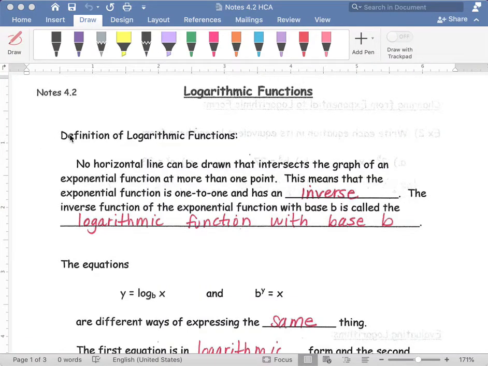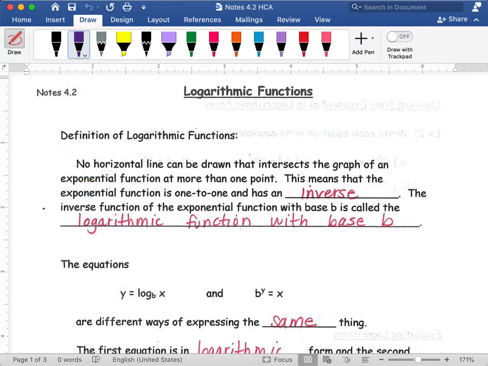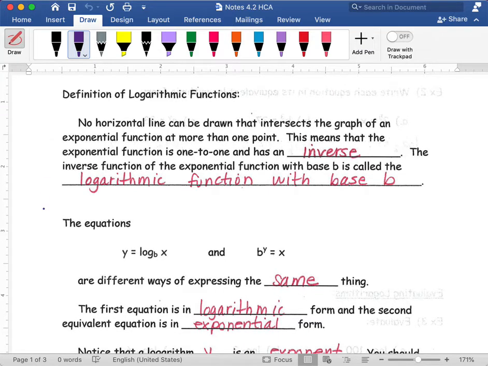Chapter 4, Section 2, Logarithmic Functions. So you should have read through this section, and it talked about logarithms. Now, a logarithm is just an exponent. It's the inverse of the exponential function.